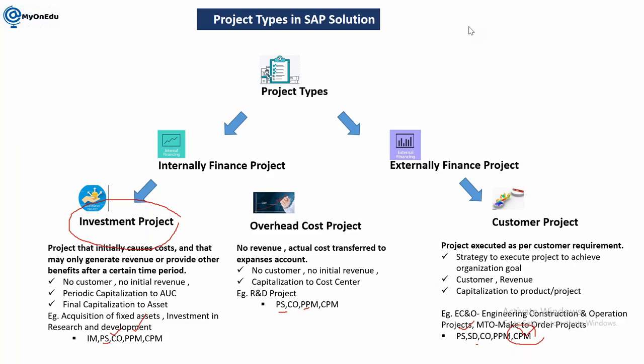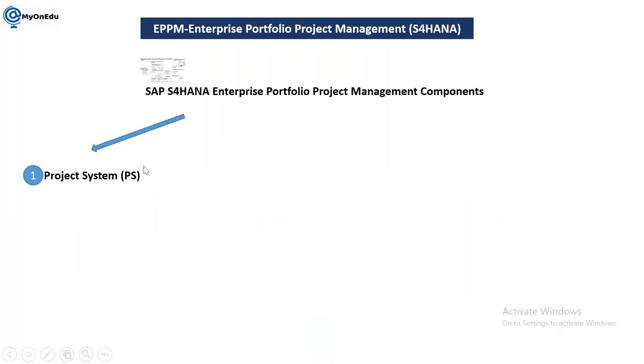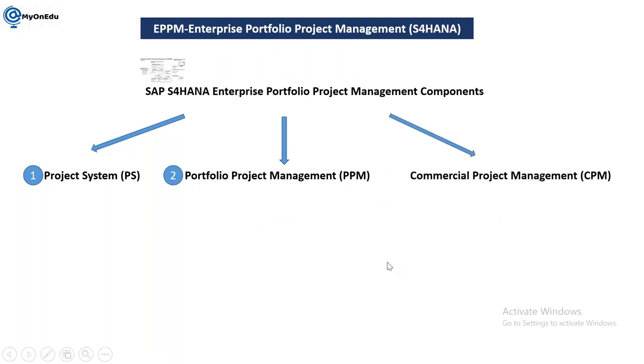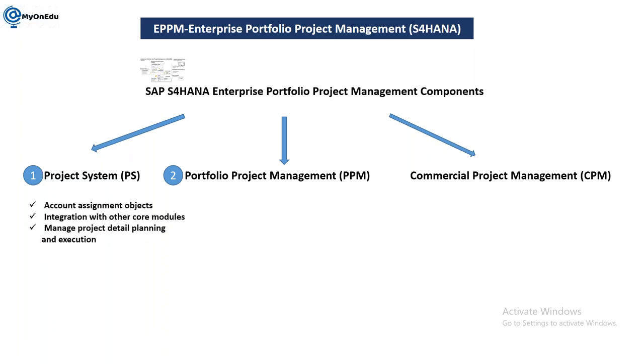Out of these five modules, SAP has given certification for project system and portfolio project management separately. In project system it is separate, and in portfolio project management it is separate. If you see how it all looks together, you will see it here. First is portfolio project management, then project system, and commercial project management. Here, project system is used majorly to manage your accounting. You can manage other things, that is fine, but it is used to manage the accountings.